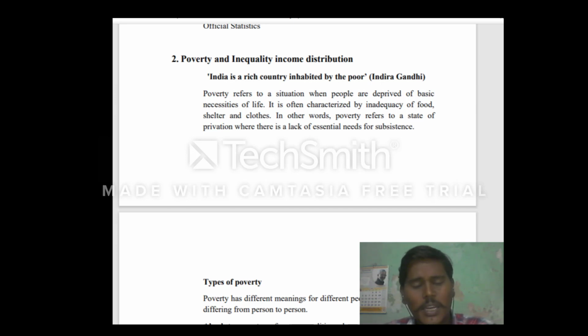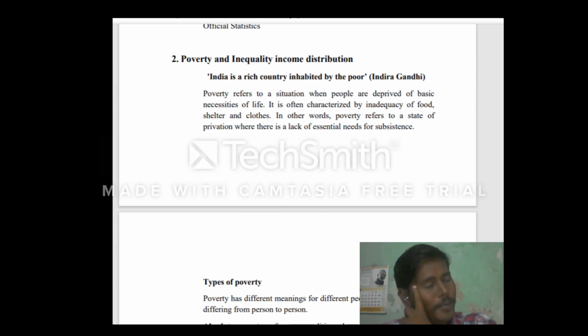So it indicates that India has more deprived or disadvantaged population who completely suffer from their daily needs. Poverty refers to a situation when people are deprived of basic necessities, or in other words, it refers to a state of lack of essential needs for subsistence of life.